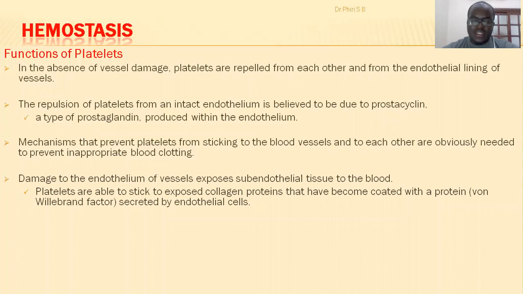But when there's damage, this is what will happen now. Damage to the endothelium of vessels exposes subendothelial tissue to the blood. Platelets are able to stick to the exposed collagen proteins that have become coated with a protein, and this protein is von Willebrand factor, which is secreted by the endothelial cells. So once the endothelial cells are damaged, they're going to release von Willebrand factor, and this von Willebrand factor is the one that is going to attach to platelets.